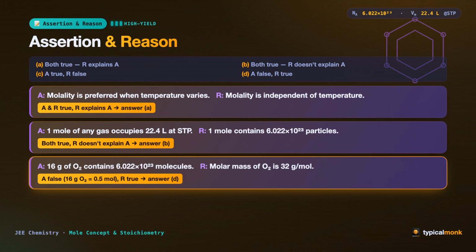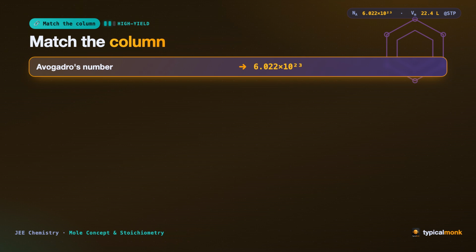Now the assertion: if a full mole weighs 32 grams, then 16 grams is only half a mole. So it holds only half of Avogadro's number of molecules. The assertion is false. The reason is true. Option D.